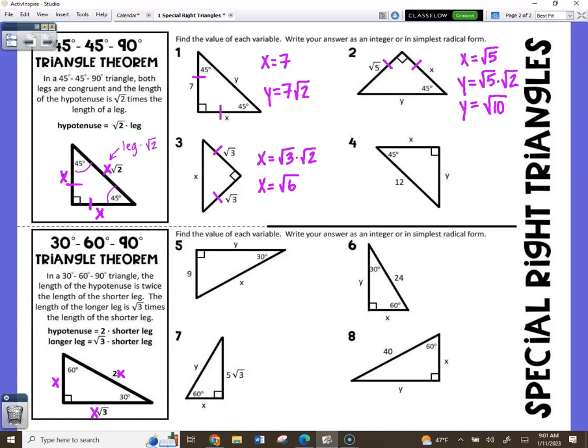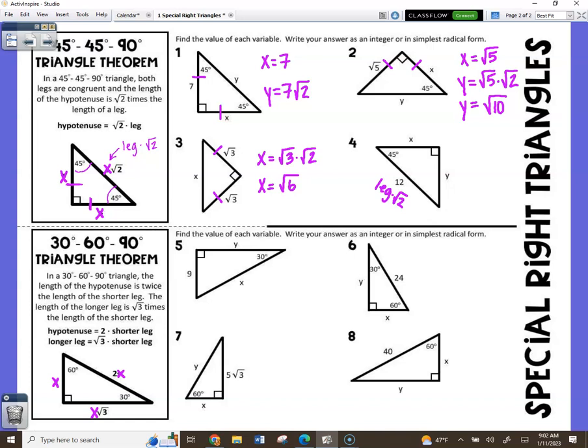Now, number 4 is an example of where you don't know the leg. Instead, you know the hypotenuse, which means you're working backwards. So the way you do this, first you recognize that's the hypotenuse. You go to your formula: leg times root 2. And you write it right here. Leg times root 2 has to equal 12.